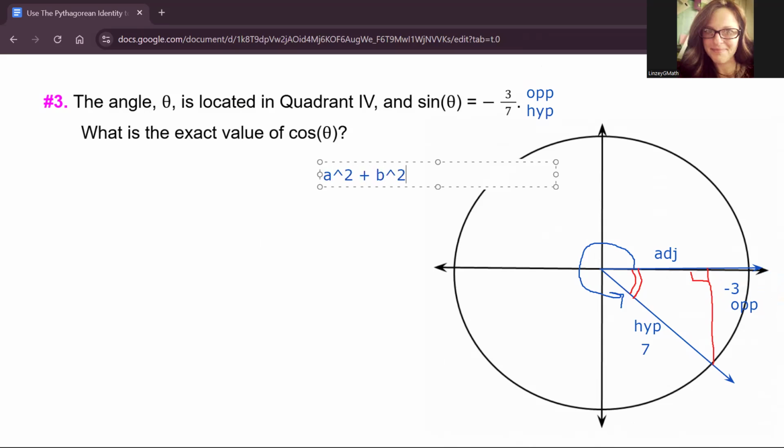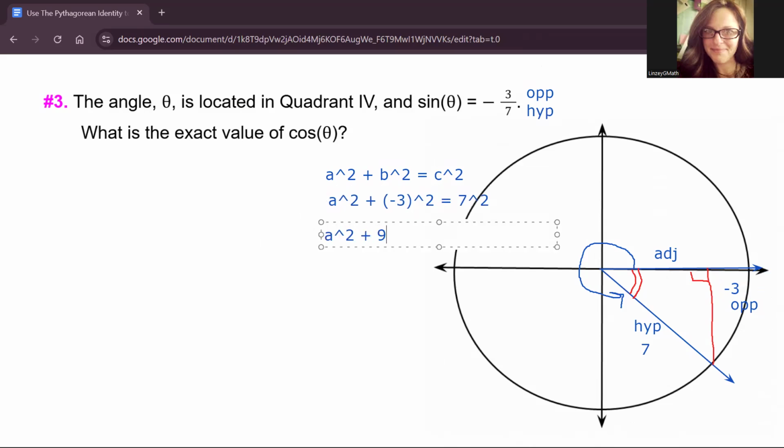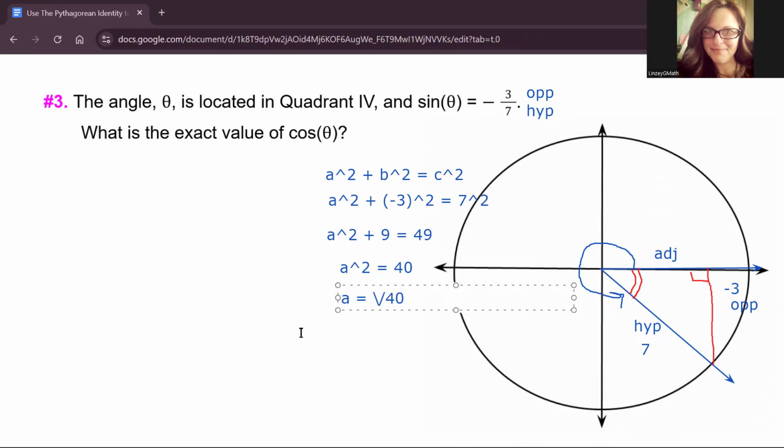So we'll use our Pythagorean theorem, a squared plus b squared equals c squared. And we'll solve for the adjacent side. -3 all squared is equal to 7 squared. We get a squared plus 9 is equal to 49. We'll subtract 9 from 49. We get 40. And we'll take the square root of 40.